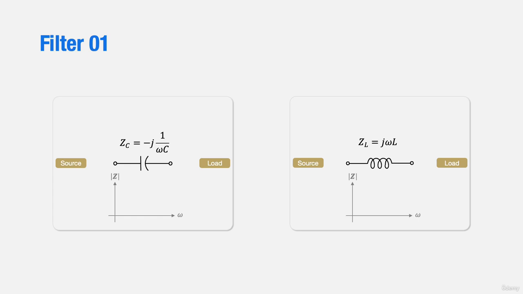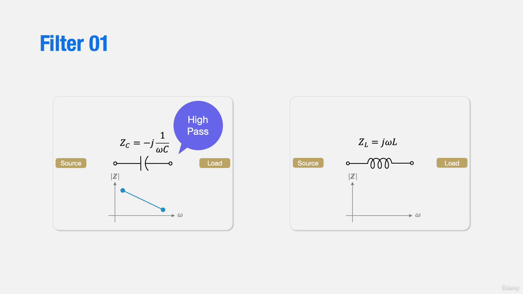with frequency. When the frequency is low, its impedance is high, while at high frequencies, its impedance is low. If we have a capacitor connected to a signal source on the left and a load on the right, what type of filter is it? Of course, it is a high-pass filter. This is because the capacitor's impedance is lower at higher frequencies, allowing higher frequency signals to pass through more easily.